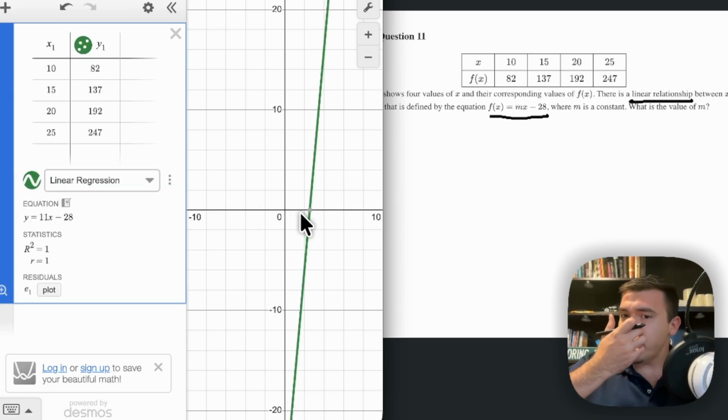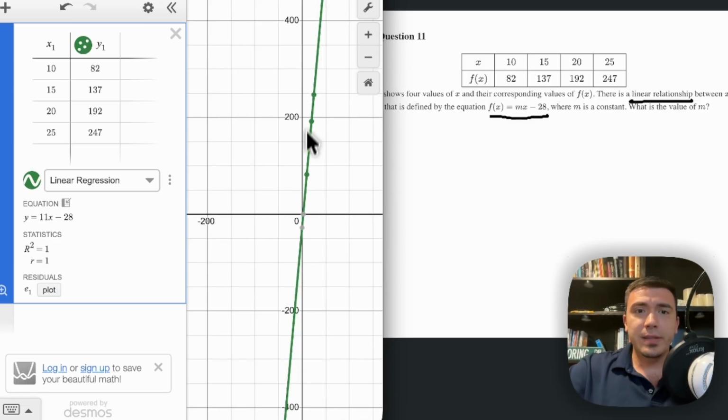Once you hit add regression, Desmos is going to go ahead and connect your points, but not only does it connect your points, it also gets you an equation, in this case 11x minus 28. They were asking me for m, which is the one in front of x, so in this case, my answer is just 11.